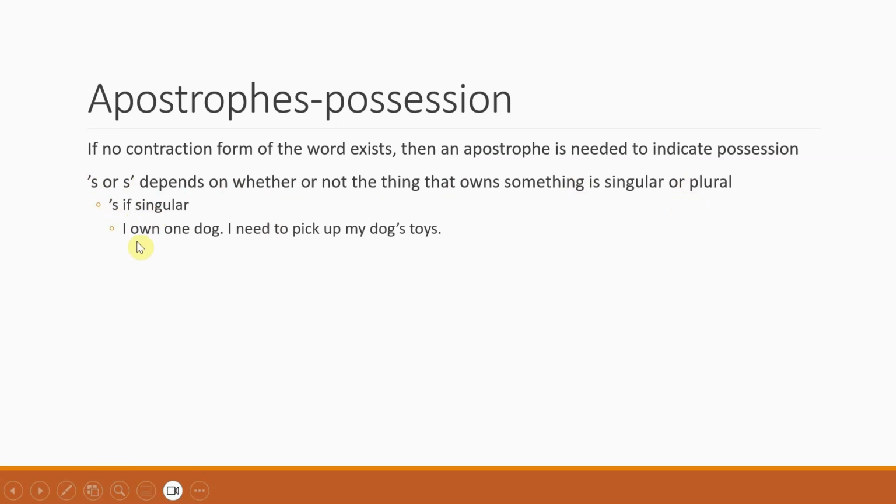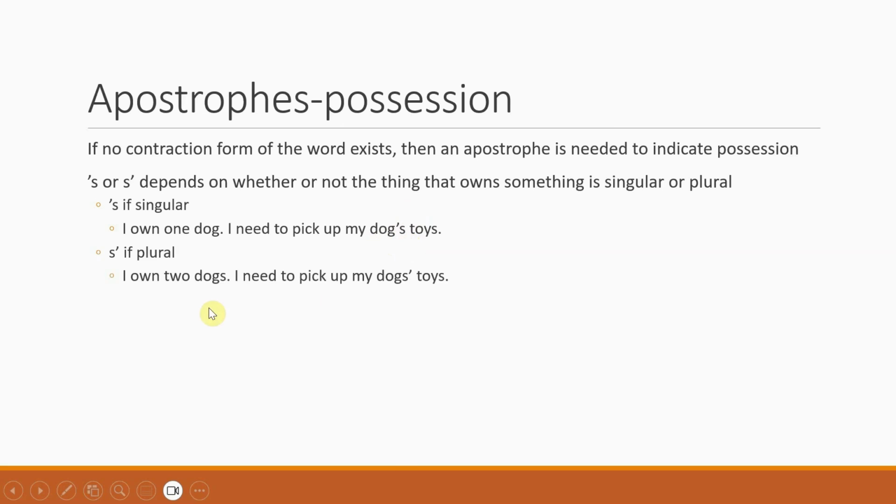So here's an example. Let's say I own one dog. So I need to pick up my dog's toys. So I have a dog here that is possessing or owns the toys. It is one dog that I'm talking about, so I need apostrophe S, because it's singular. It doesn't matter that its toys are plural. All that matters is, am I talking about one dog or two? Also notice dog's does not have a contraction form. There's no contraction for dog is. So in this case, the apostrophe is used for possession.